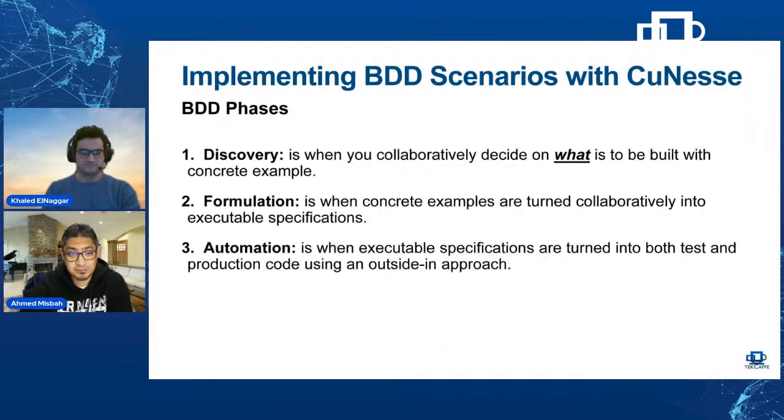So it's basically discover, formulate, automate. The discovery part is when you collaboratively decide on what is to be built with concrete examples. Formulation is when the concrete examples are turned collaboratively into executable specifications. And then the automation is when specifications are turned into both test and production code using an outside-in approach.